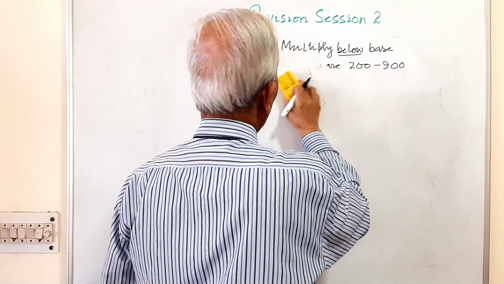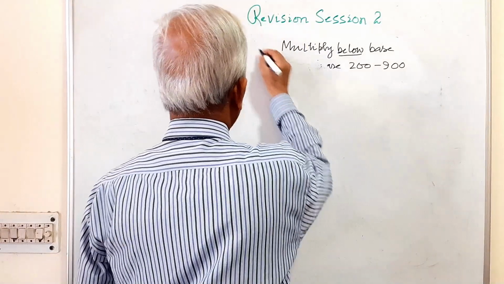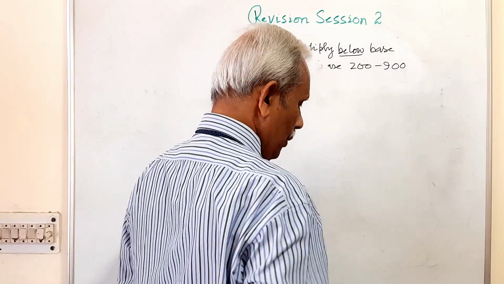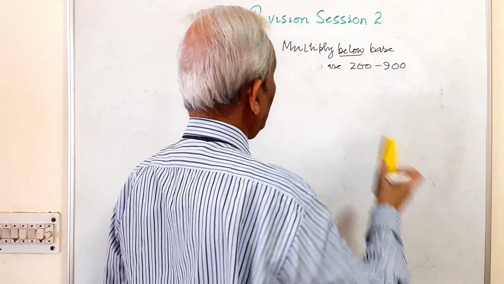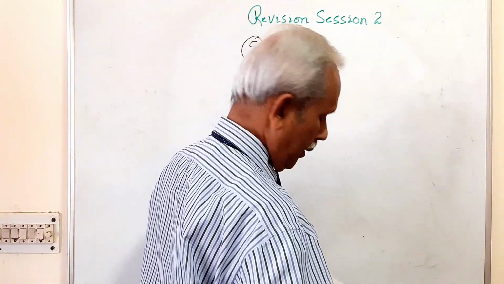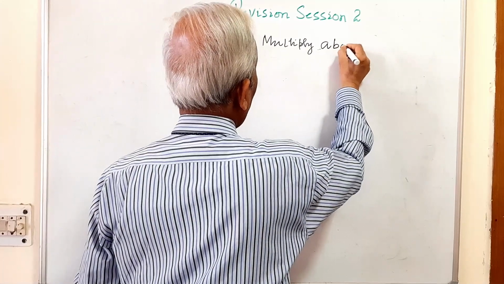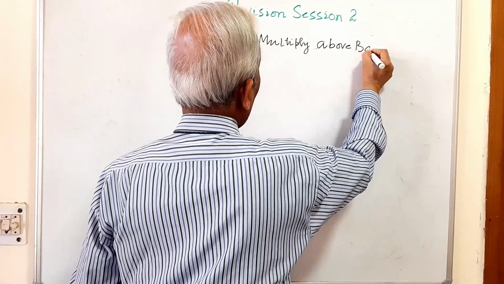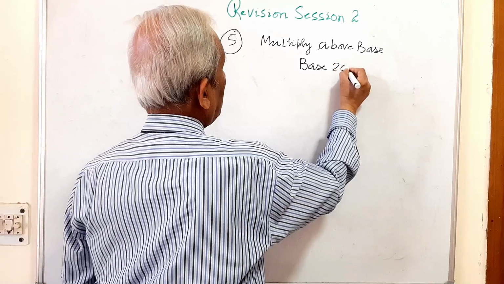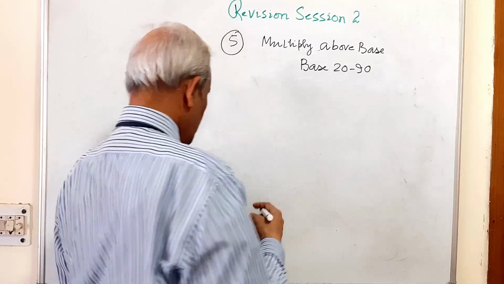Let's now do the fifth question. What is the fifth question? Now things are just the same, but here we'll write above base. Instead of below base, we'll multiply above base. Base is 20. I'll give you three questions here.